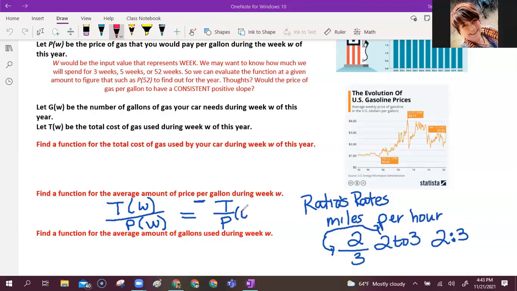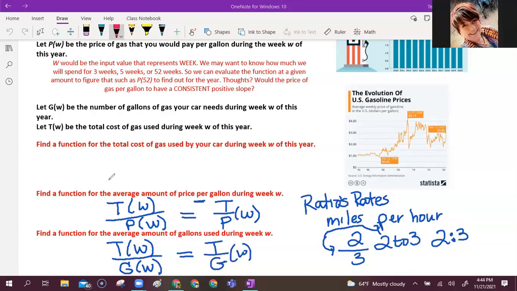And then put the W out here. Okay, find a function for the average amount of gallons used during the week. So we know how much we paid, but this time they're flipping it. They want to know the actual gallons that your car took. So this time we're going to be dividing by the gallons. And again, you can rewrite this the same way.